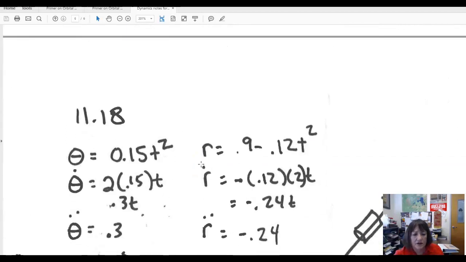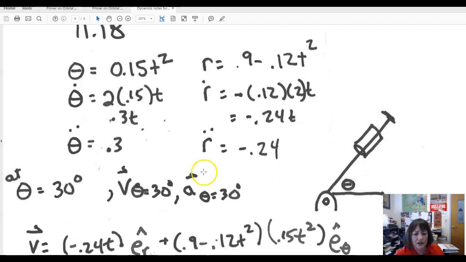Since you're going to have to do a couple of problems, I'll show you how I like to break these problems up with a very classical problem, Example 11.18 in your book. You're told that theta has a value of 0.15 t squared, where t is time. R is 0.9 minus 0.12 times t squared.